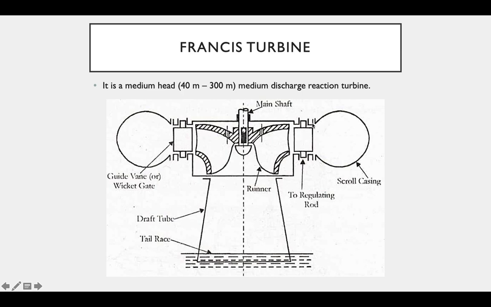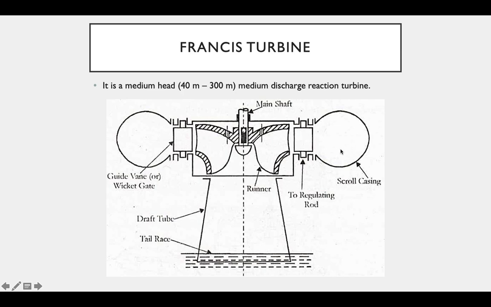So here you can see a scroll casing over here. This is the main shaft. Attached to the main shaft you have a runner. Then you have a scroll casing, and this is a guide vane. Here it is marked. This is the guide vane. And then here you have the draft tube and tail race.